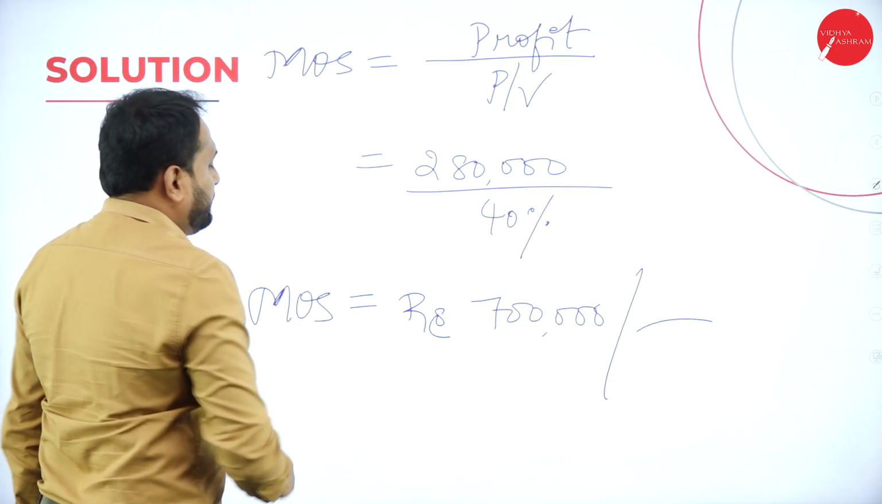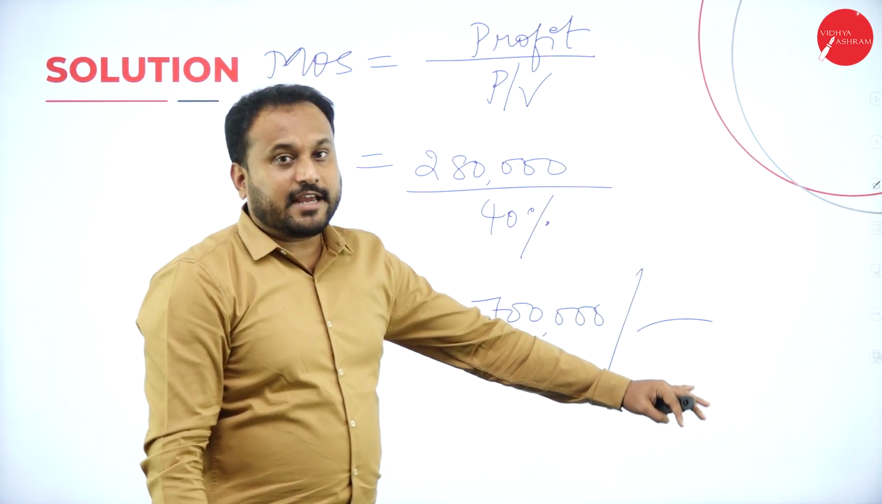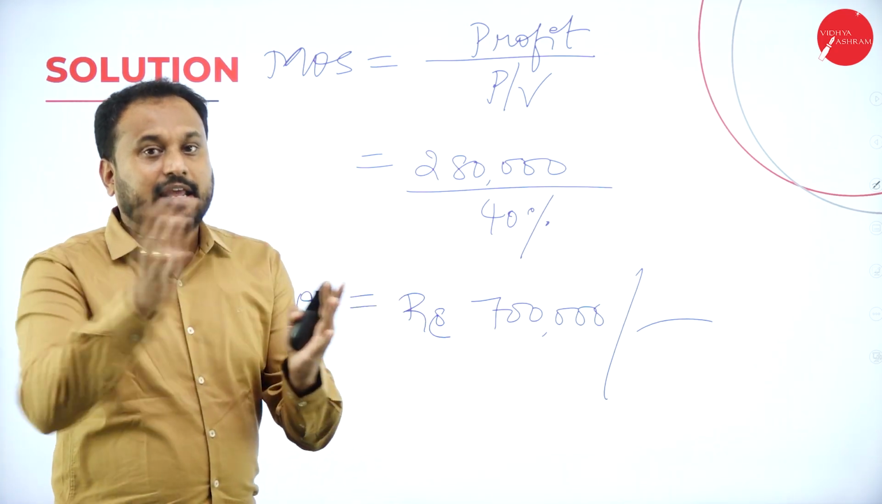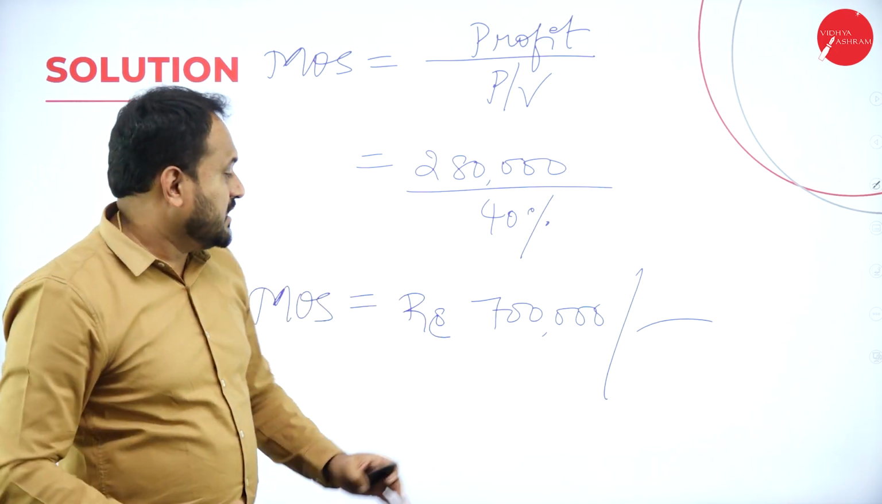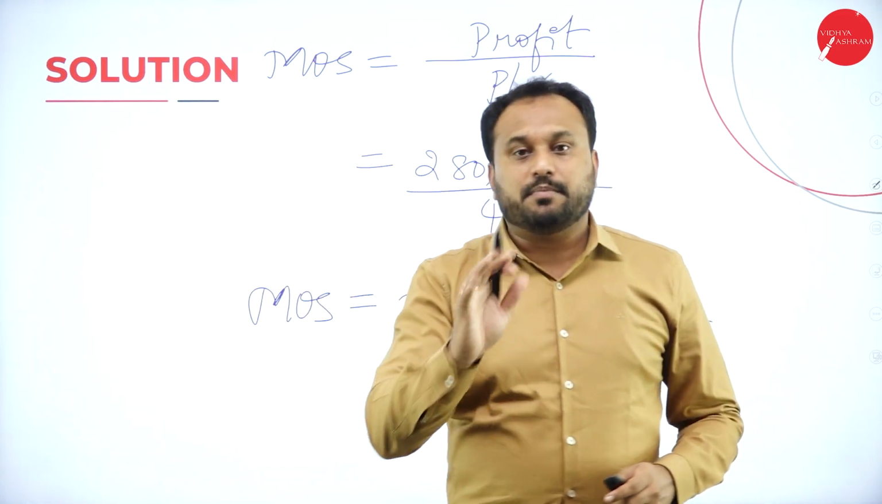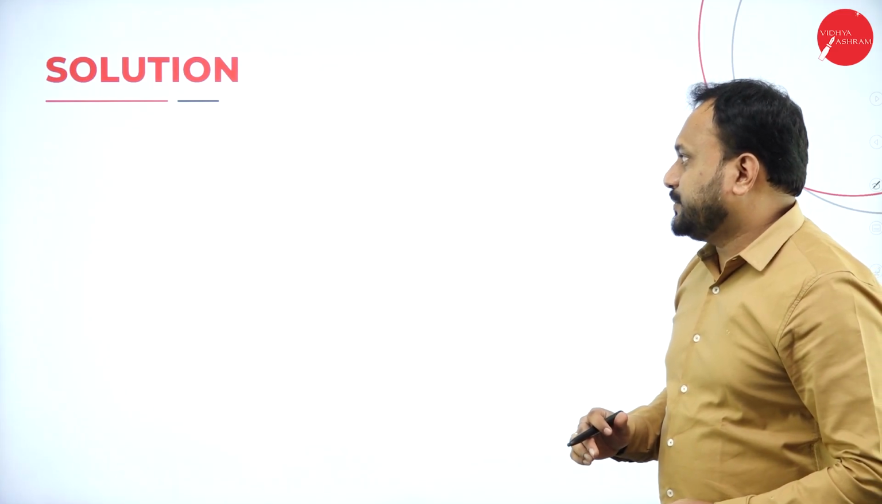Margin of safety: only when you go for more than 7 lakh, that is where you will actually get margin of safety. That is 7 lakh and above. That is what your margin of safety is. So rupees 7 lakh is the margin of safety in this problem. Let's go with the next one here.